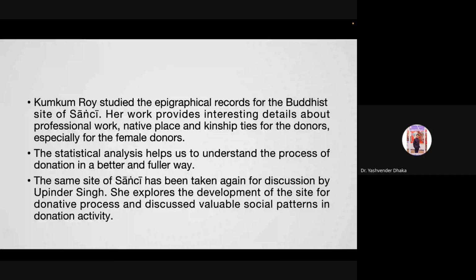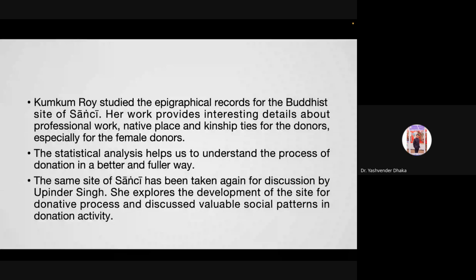Now, we have seen the work of Kumkum Roy and Upinder Singh also in donative epigraphs of Sanchi. So Kumkum Roy provides interesting details. She has done a statistical survey also, and I was very fortunate to study under her. She was my teacher also in JNU. She discusses all these things in great detail, which I have picked up from her, like professional work, native place, kinship ties, who are the donors, especially the female donors, as she is a very gendered historian. The statistical analysis she provides helps us understand the process of donation.